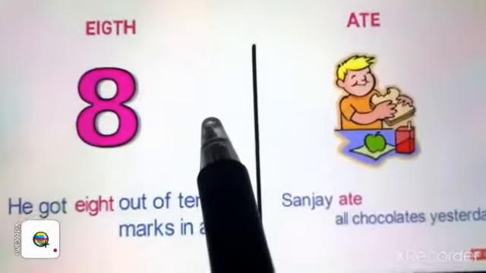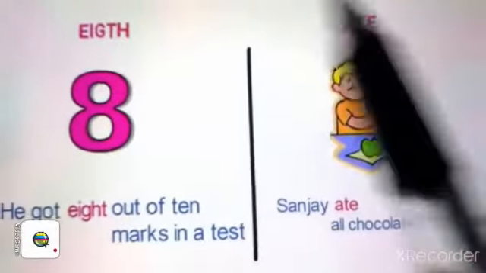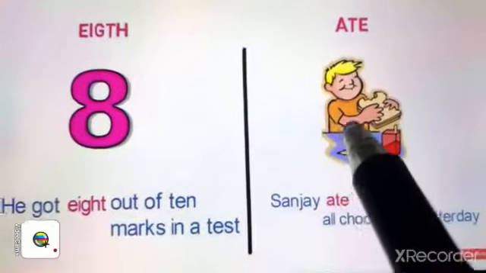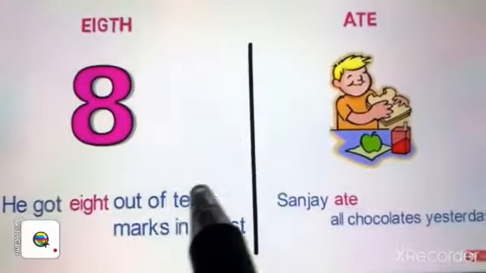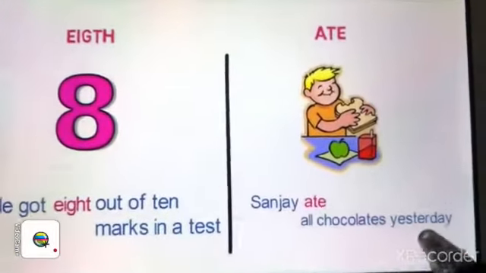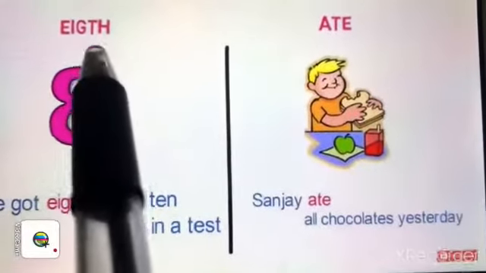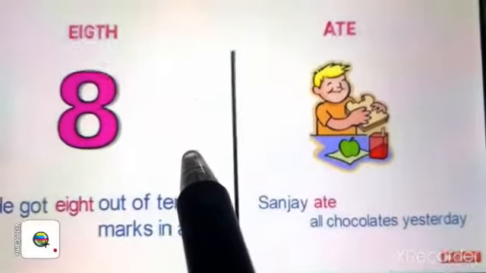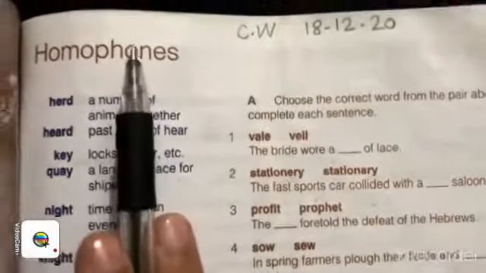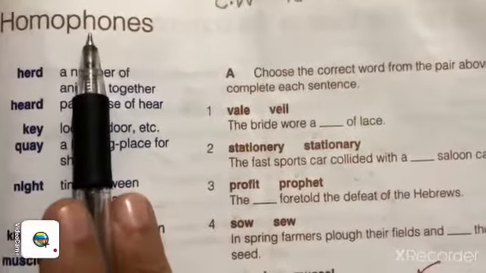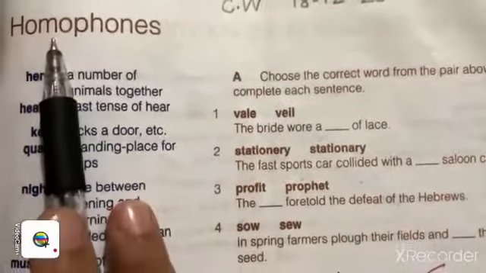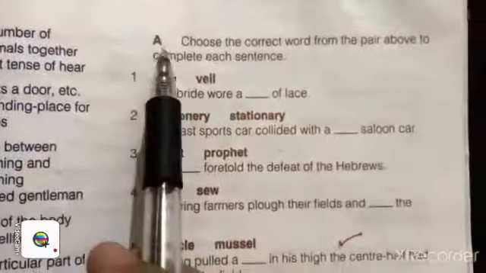Here is another example of homophones. Eight is a digit, a number, and ate is the past form of eat. He got eight out of ten marks in a test. Sanjay ate all the chocolate yesterday. Two same sound words but different in spelling and meaning. Okay, boys, now you know what homophones are. Homophones are words with the same sound, same pronunciation, but they are different in meaning or spellings.